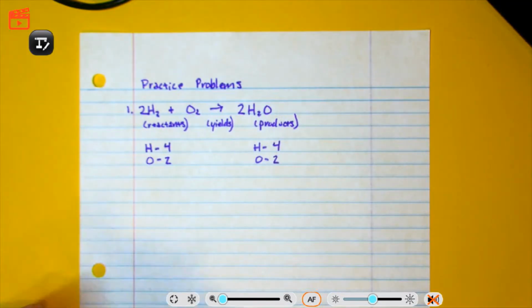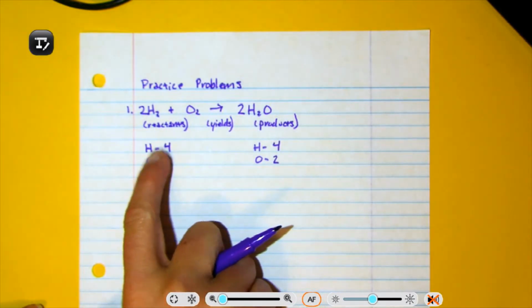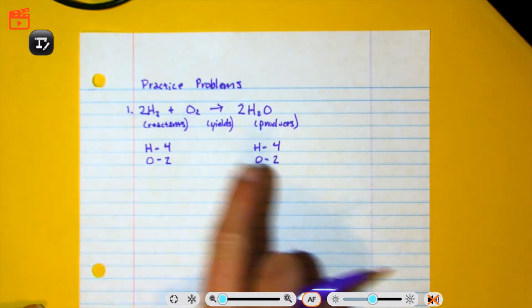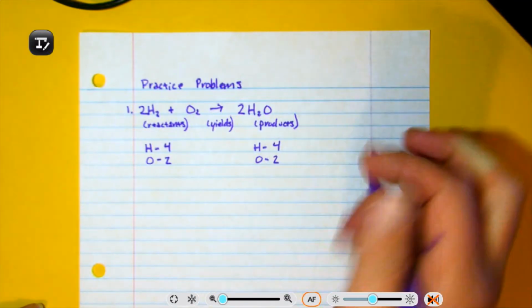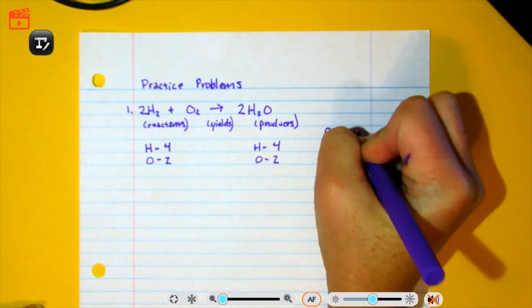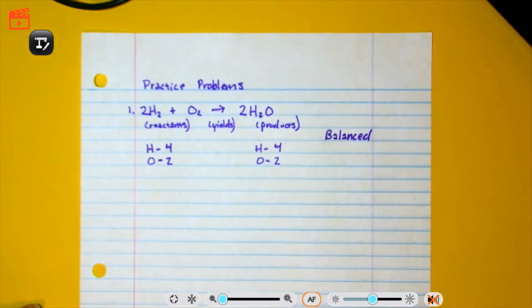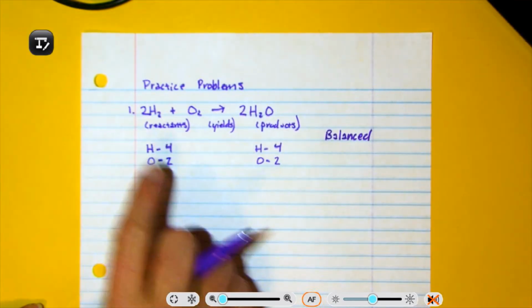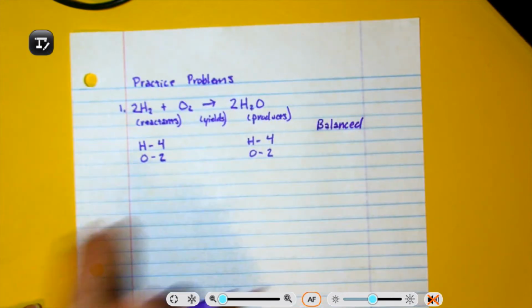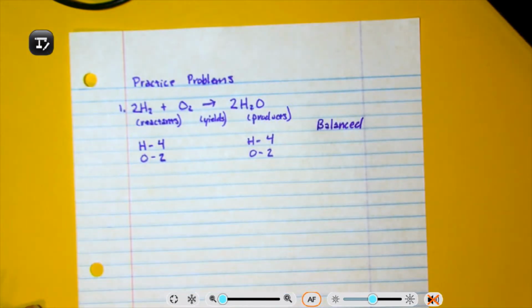4 hydrogens over here, 4 hydrogens over there. 2 oxygens over here, 2 oxygens over there. This is balanced. All the mass is counted for. I started with 6 atoms altogether over here. I ended with 6 atoms altogether over here. All right, so when you do these assignments and you draw them out like this, they're very simple, but you got to take the steps.